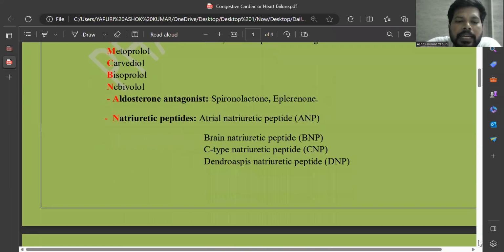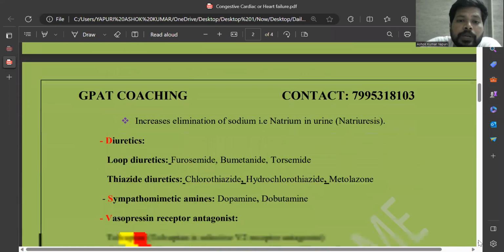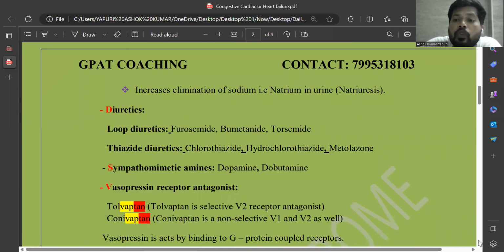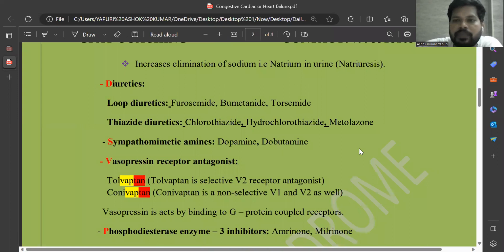Continuing, in BANDS VPC, B beta blockers completed, A aldosterone antagonist completed, N natriuretic peptides completed, and next is D. Next is diuretics. Diuretics are the first choice for CHF treatment because in CHF there is an excess accumulation of fluids in the heart. To eliminate excess fluids from the heart, diuretics are the first choice. There are different types of diuretics, like loop diuretics and thiazide diuretics. I discussed diuretics in the classification of diuretics, and I will discuss them in the future.